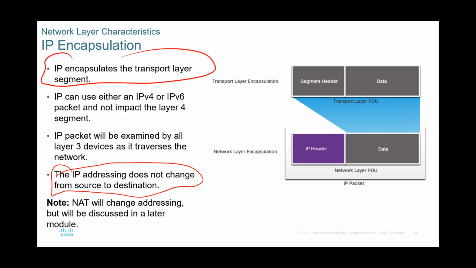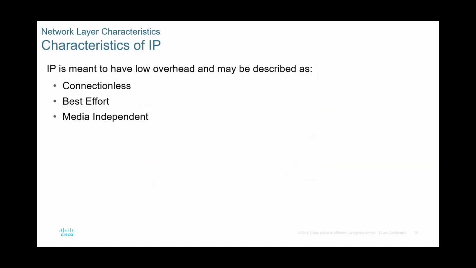So I said the IP address does not change from source to destination, but something can change it. There's a technology called NAT, Network Address Translation. You're going to come to that. We have NAT as a topic. It's a standalone topic all by itself, and that we are going to come to much later toward the end of the training. So you need to be aware of that.